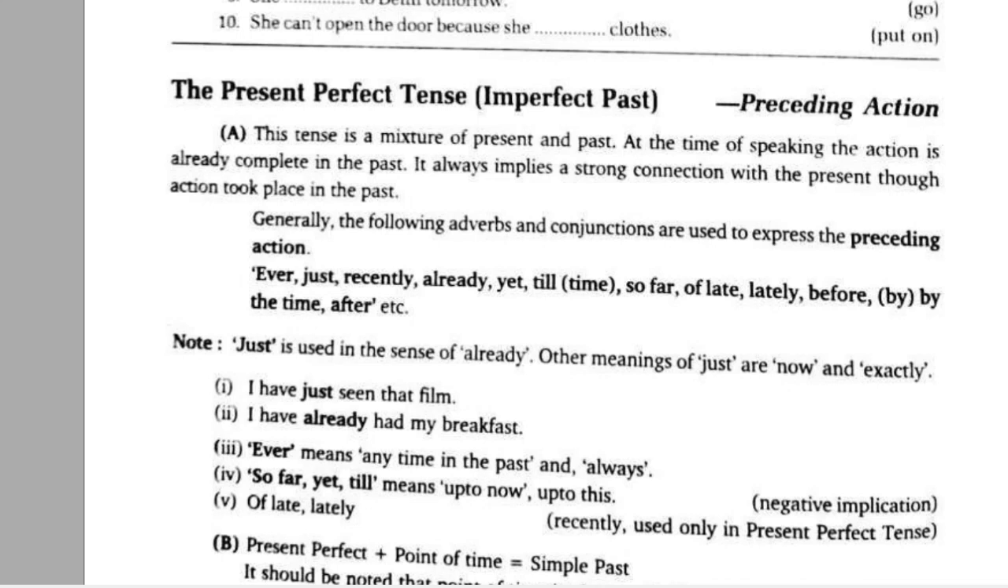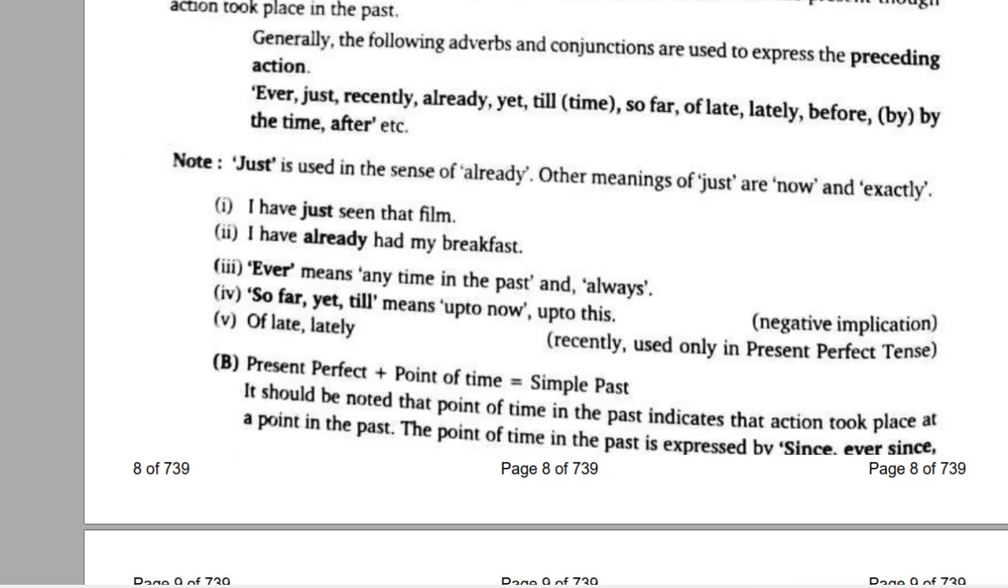Just is used in the sense of already. Other meanings of just are now and exactly. I have just seen that film, like I have seen that film some time ago. I have already had my breakfast. Ever means any time in the past, as always. So far and yet, till mean up to now. Of late, lately, and recently are used in the present perfect tense.